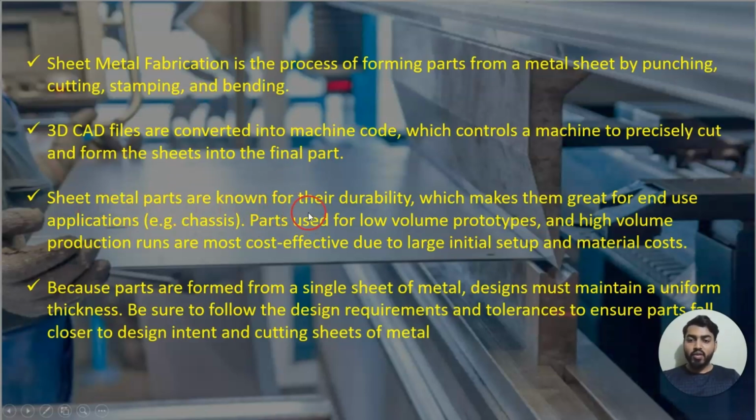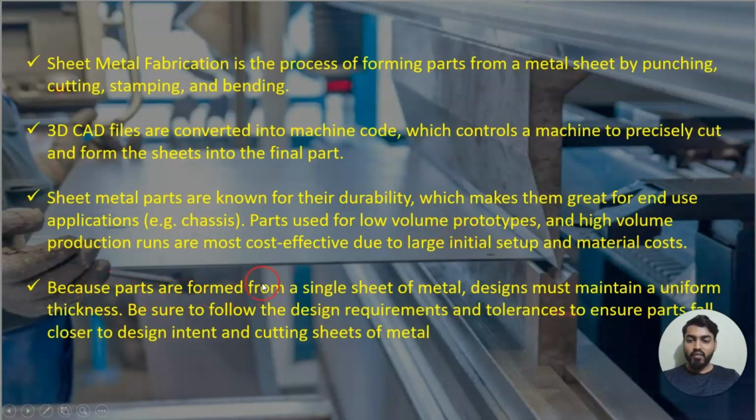Sheet metal parts are known for their durability, which makes them great for end use applications. For example, chassis: for four-wheelers and two-wheelers, especially four-wheelers, we use chassis, and outer frame designs are done by the fabrication process only. Parts used for low volume prototypes and high volume production runs are cost effective despite large initial setup and material cost. Why? Because compared to machining operations like CNC machines, this will cost a little less, and wastage of material will also be less compared to solid models.